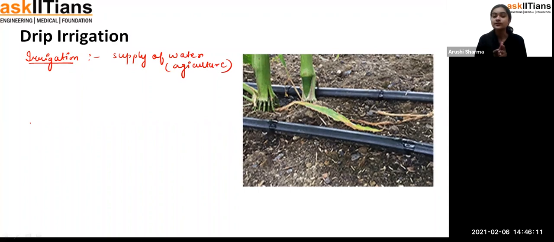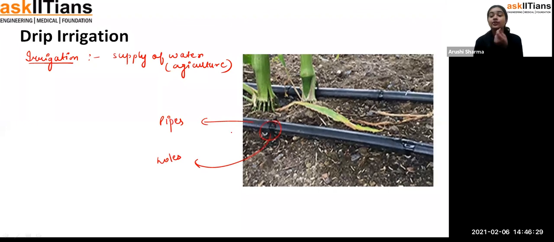So what you can do is use drip irrigation. As you can see here, students, these are the pipes, and in these pipes you can see that there are small holes and water is flowing through them. When the water is flowing through, it comes out of the pipe in the form of drips, drop by drop.